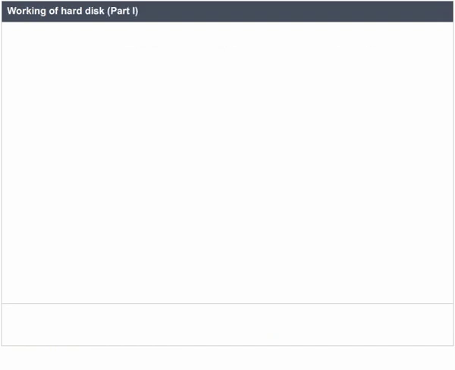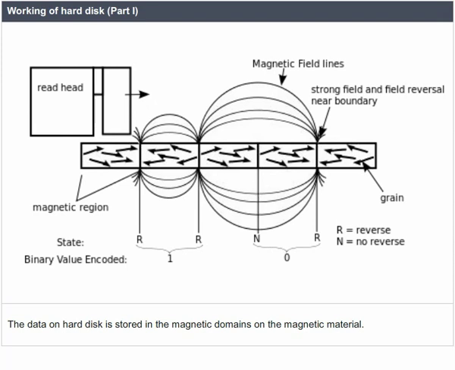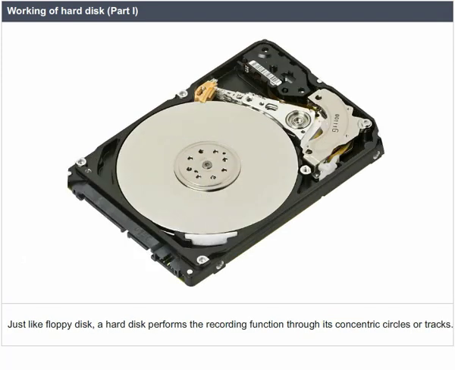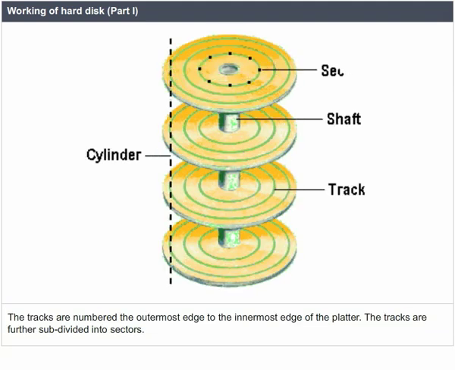The data on hard disk is stored in the magnetic domains on the magnetic material. Just like a floppy disk, a hard disk performs a recording function through its concentric circles or tracks. The tracks are numbered from the outermost edge to the innermost edge of the platter. The tracks are further subdivided into sectors.